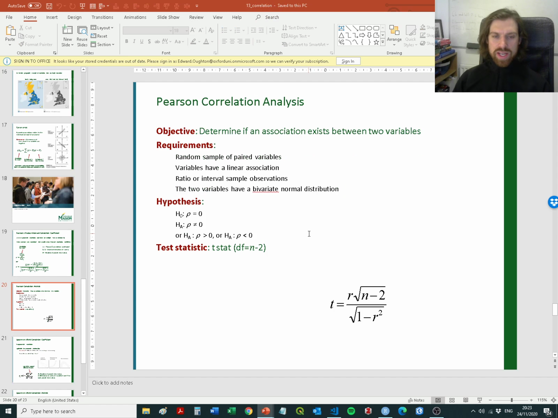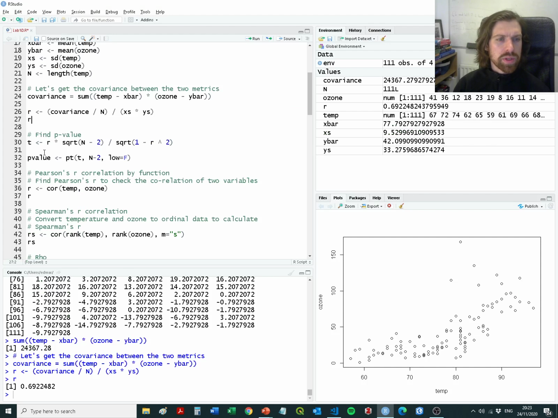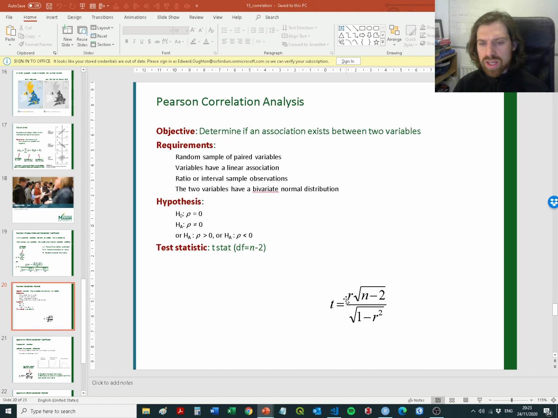And then we could actually test this value. So once we've got the correlation coefficient, we can try to get the t-statistic, and the point of this is that it allows us to determine if an association actually exists between these two variables, providing we can meet all the different assumptions. So the R value here, we're able to plug into the calculation that we have to get the t-statistic.